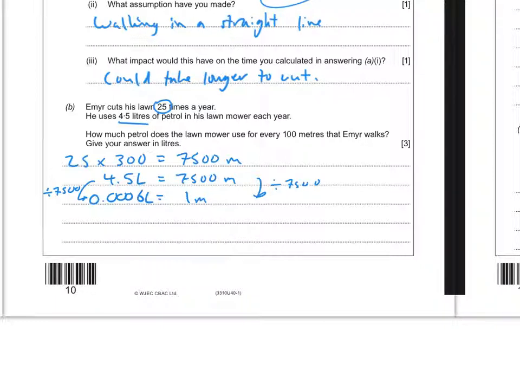So then the question actually asks us how much does he use for every 100 metres. So then we're just going to times this answer by 100. So again, times by 100 will give us 0.06 litres for every 100 metres cut. There's more than one way of doing this answer, but that's the answer you're looking for.